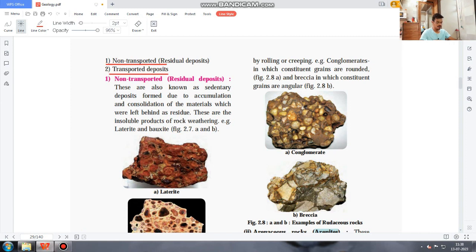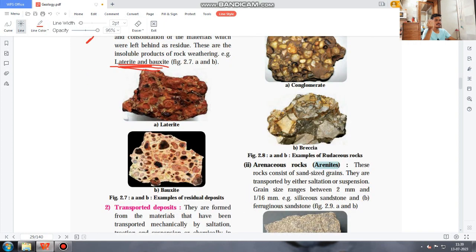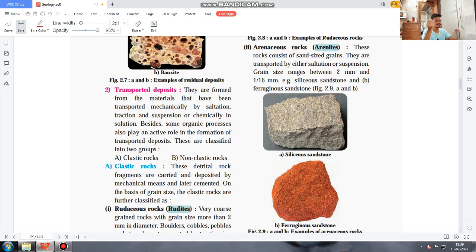Non-transported rocks had come in 2022. Only the example of non-transported rocks was asked in 2022, for 1 mark or 2 marks, I don't remember. The examples of non-transported rocks are laterite and bauxite. Only the examples were asked. You can read this. They are known as sedentary deposits. This is laterite and bauxite.